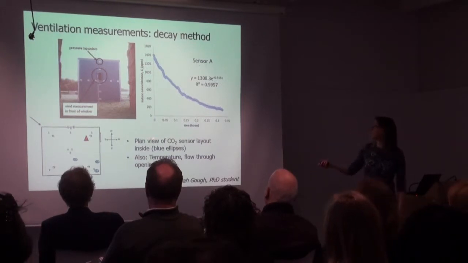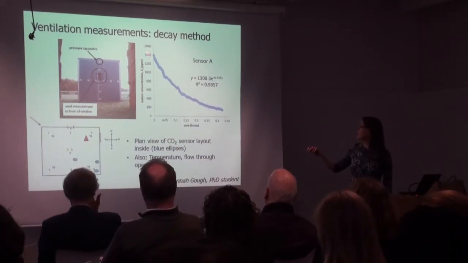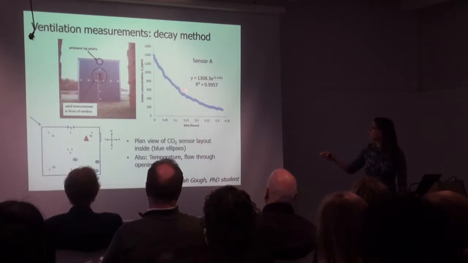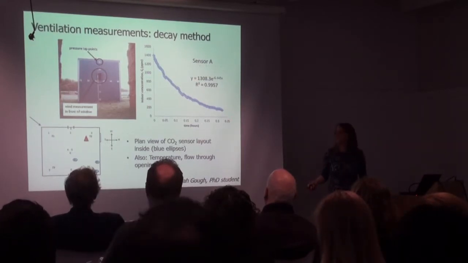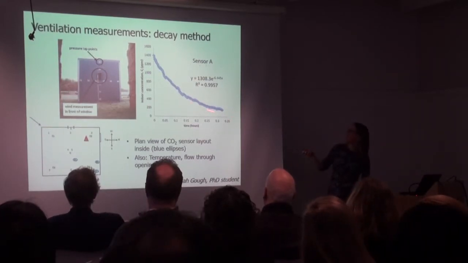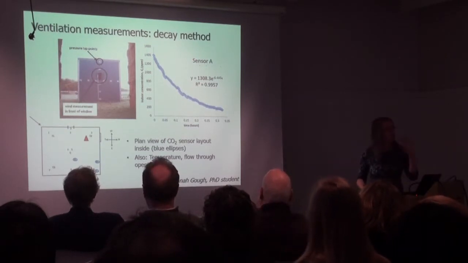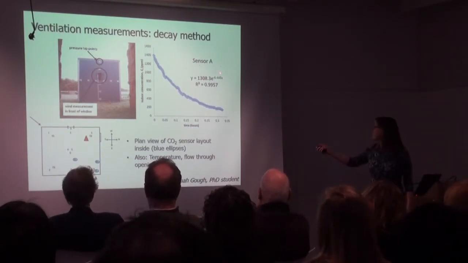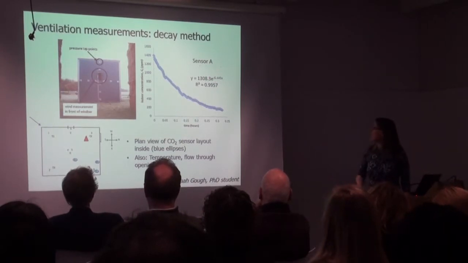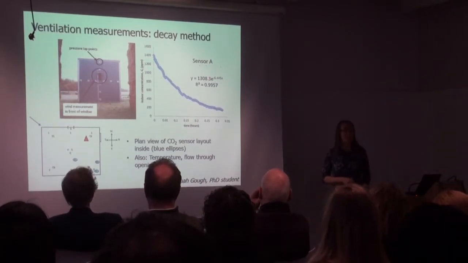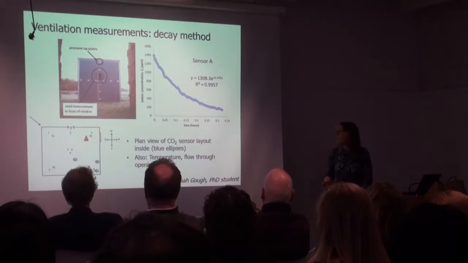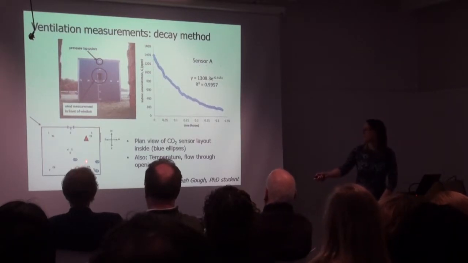So here's an example of a measurement of CO2 and the time over which it decays. It forms quite a nice exponential curve fit, and then you derive what the ventilation rate is. Just to give you an idea, this is an example where it's around 6.5 air changes per hour. And that was a sensor in the middle of the room.